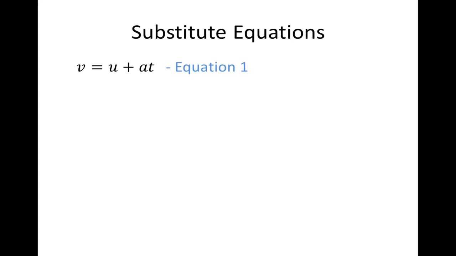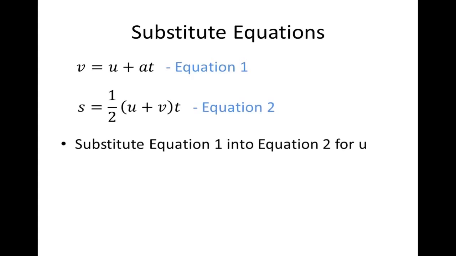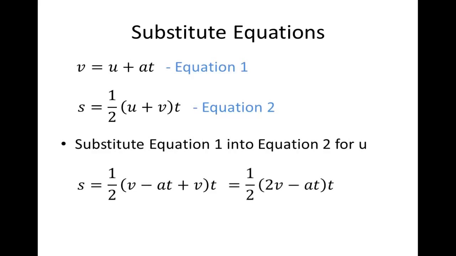Again, starting off with equation 1 and equation 2, we substitute equation 1 into equation 2 for u, where u is equal to v minus at. And what we get is s is equal to vt minus a half at squared, which I will call equation 4.